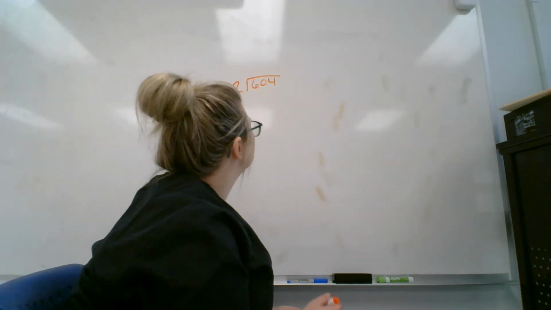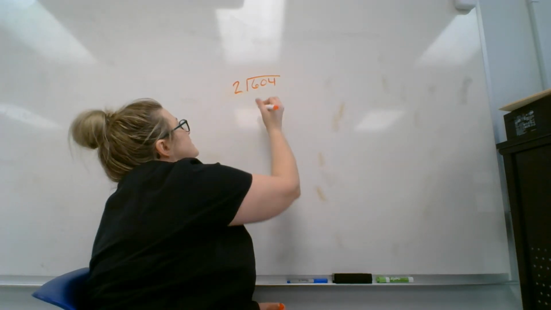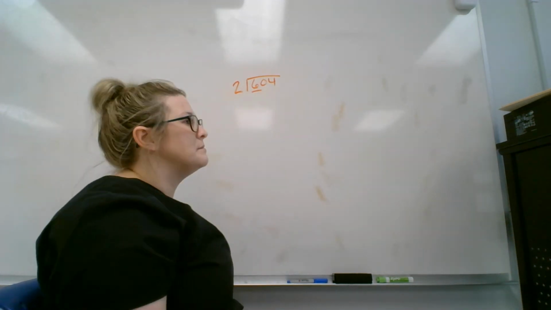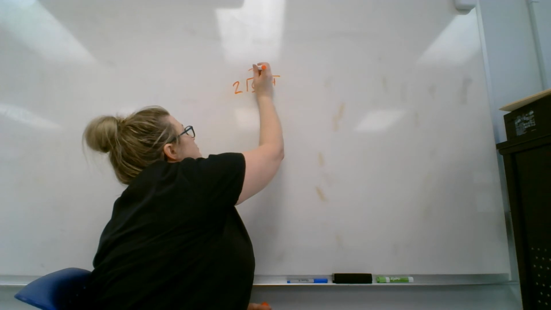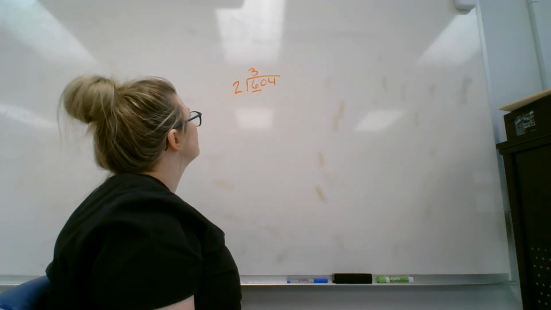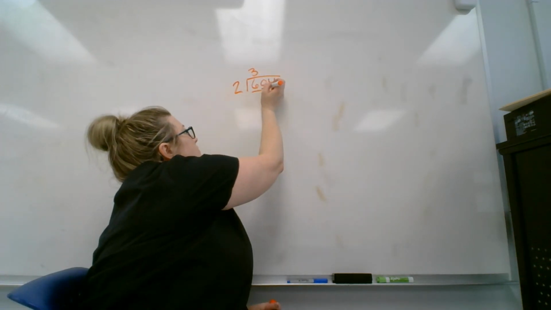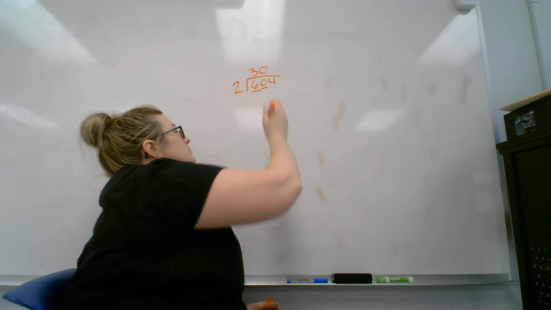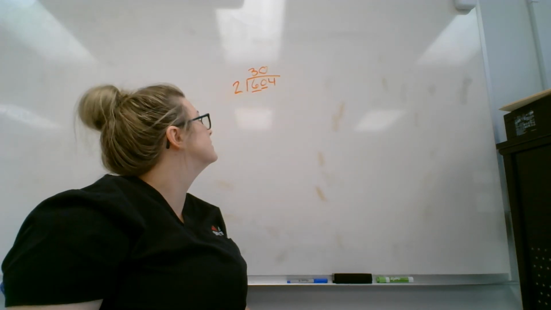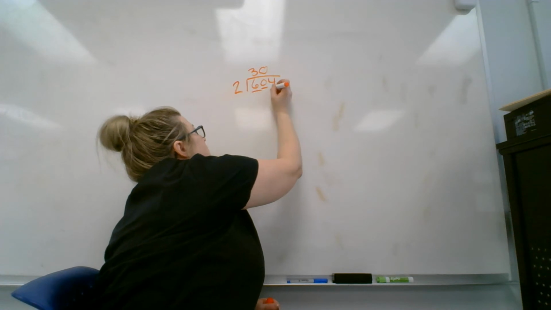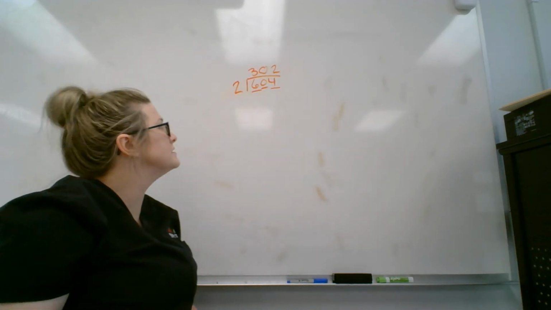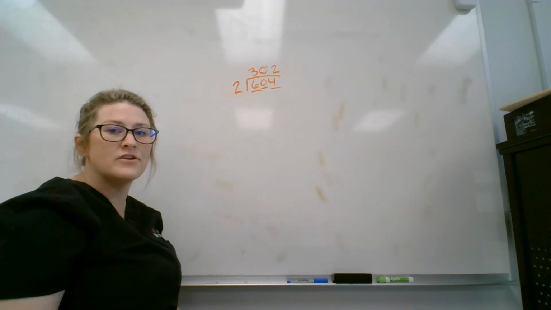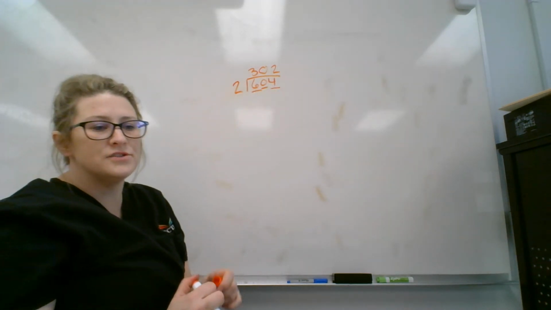So I'm first going to look at this. 2 goes into 6 how many times? 2, 4, 6. 3 times. So that digit goes just above the 6. 2 goes into 0 zero times, so I'm going to plug a 0 in there. 2 goes into 4 2 times. So how many times does 2 go into 604? 302 times.